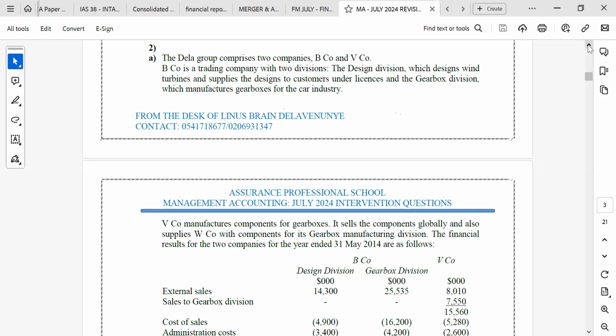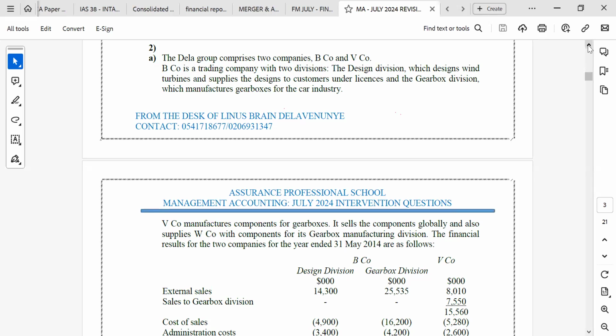Which one is the WCO? Divisions under B. I think they're talking about the gearbox here. It's supposed to be, I'm sure, the vehicle. Yeah, it's supposed to be VCO. Maybe I was trying to type the V and I made it the W.